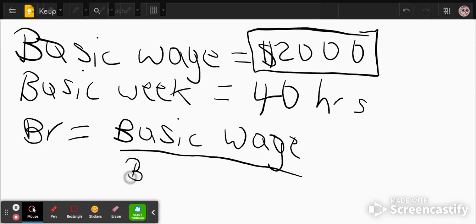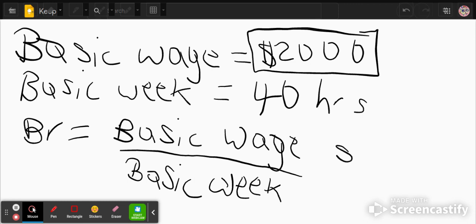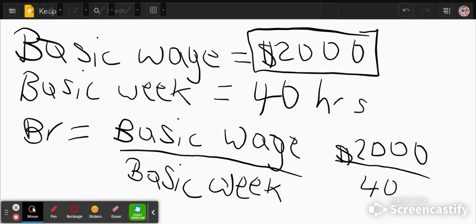So now we can plug this into the formula, right? So we know that the basic wage is $2,000. So it is 2,000 over the basic week, right, of 40 hours. So we can punch this into our calculators, right? And 40 into 2,000 goes 50 times. Hence, her basic rate is $50. So now we could do another question.